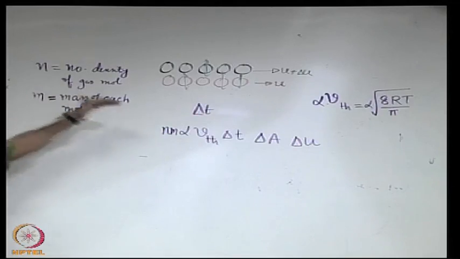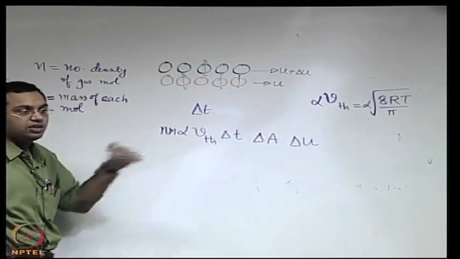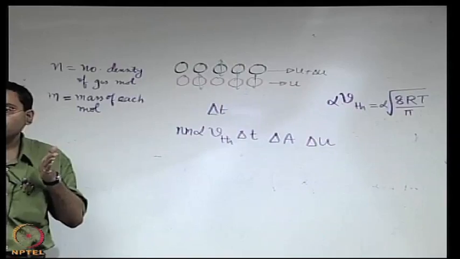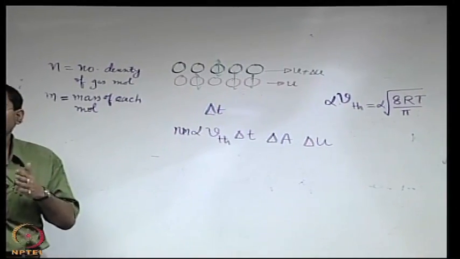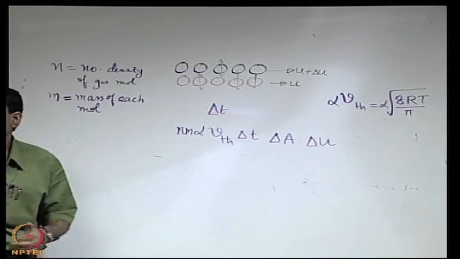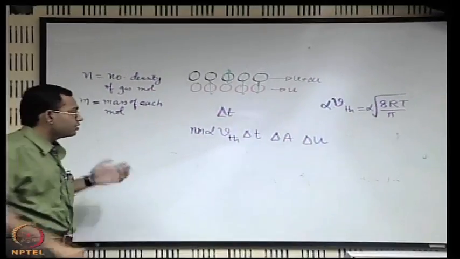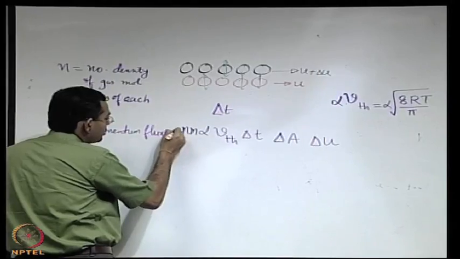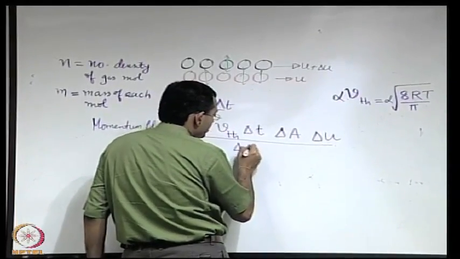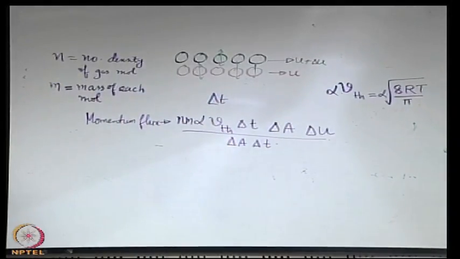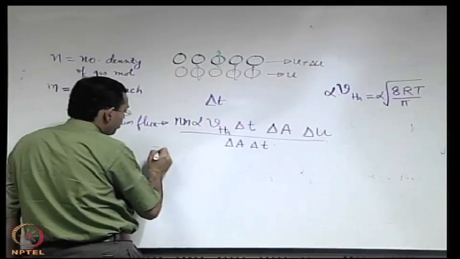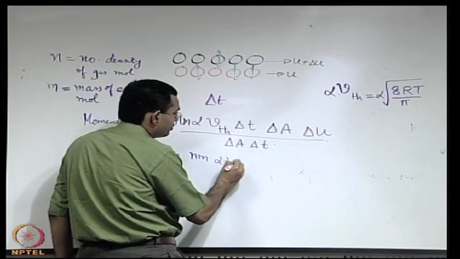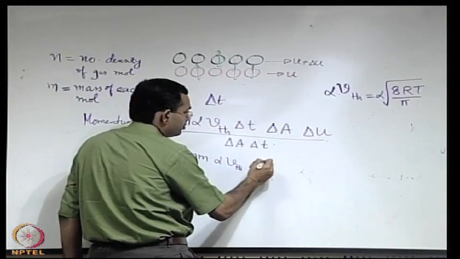Now if you want to find out the rate of exchange of this molecular momentum, per unit time, per unit area, that is known as flux. Any quantity which you are estimating as a rate in terms of per unit time and per unit area normal to the direction of propagation is known as a flux. So we call it a momentum flux. For the momentum flux, this should be divided by delta A into delta t. So the momentum flux is nothing but n m alpha v thermal into delta u.